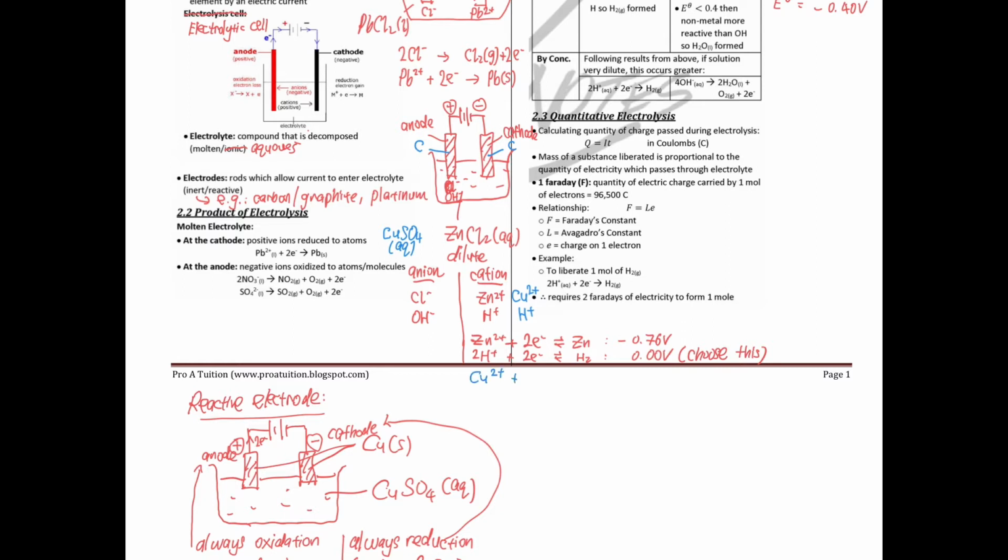Cu2+ plus 2 electrons becomes Cu. That is positive 0.34 volt. Okay, now you use the same idea again. Out of Cu2+ and H+, which one are we going to choose? We have to choose the one that is more positive. You see, this is more positive. This is positive 0.34, this is 0.0 volt. So this is more positive, more likely to move forward, more likely to reduce.